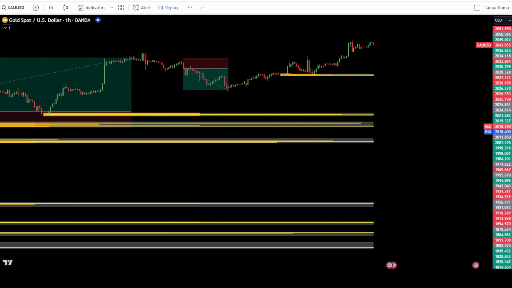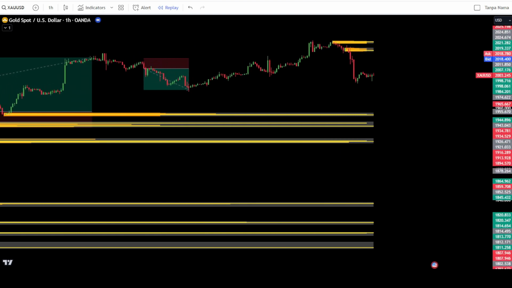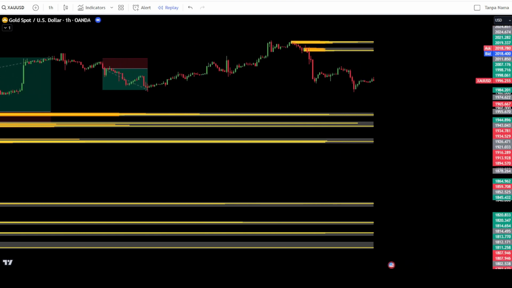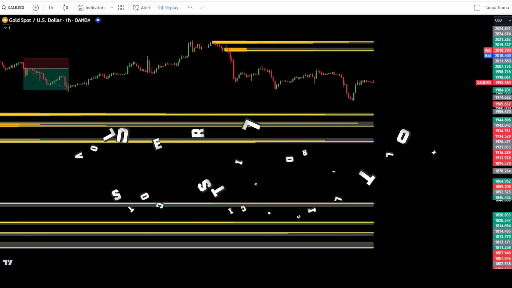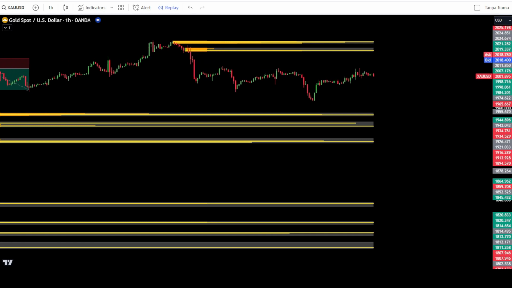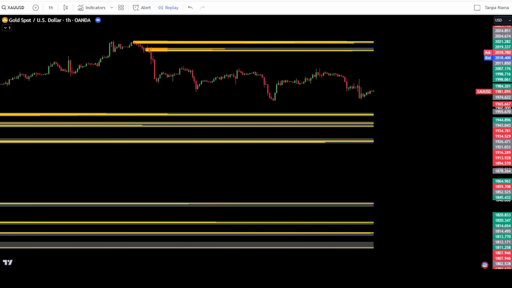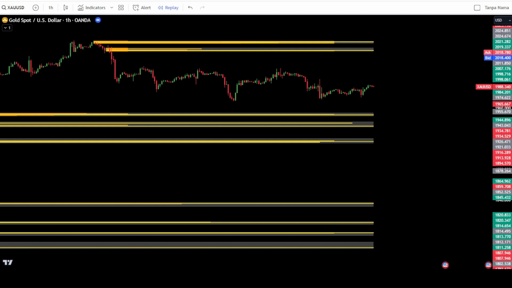Now, let's discuss how to place buy and sell orders using the second method. 2. Trading strategy using volume profile order block and stochastic oscillator. Since this second trading method will involve using the stochastic oscillator, let's add the stochastic indicator to your trading chart.